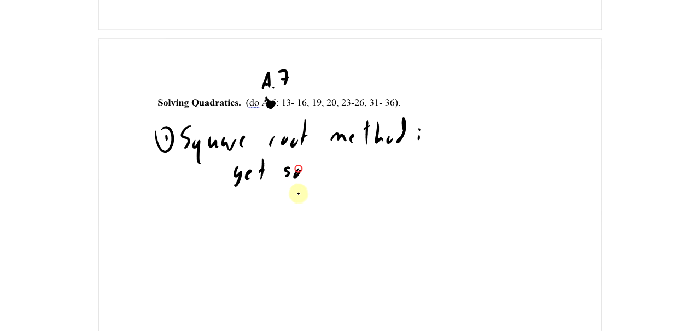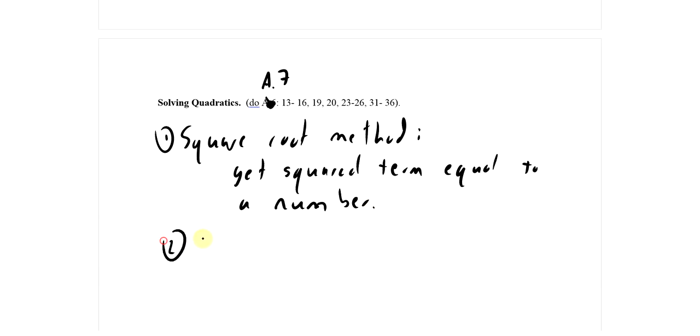right, which is get the squared term equal to a number, and then you can take the square root of both sides. If you have an x squared term and an x term, then this won't work. Factoring.